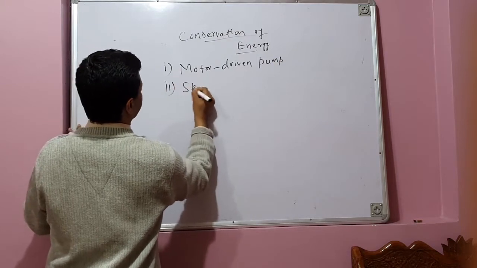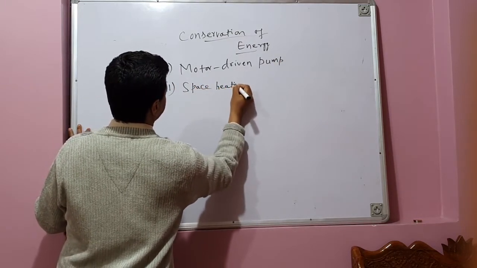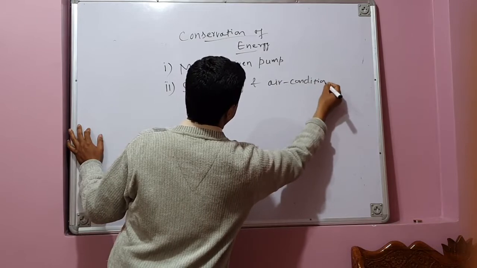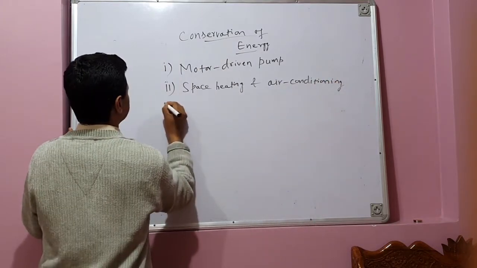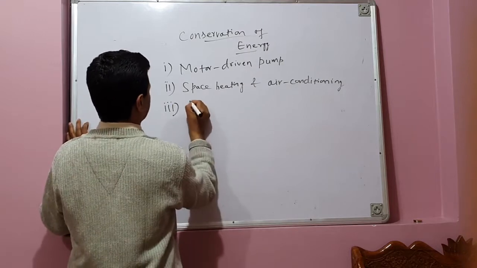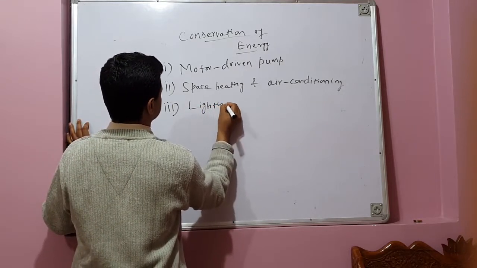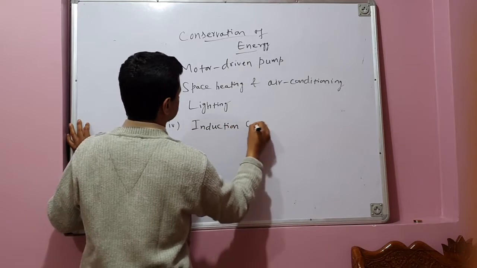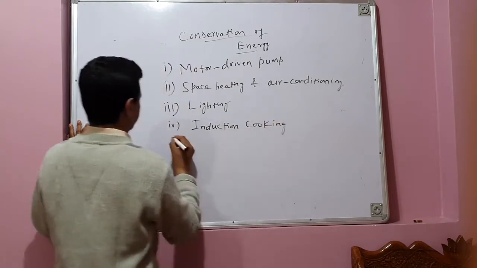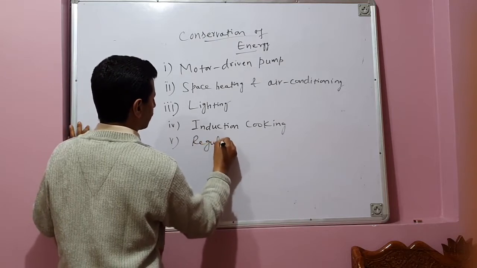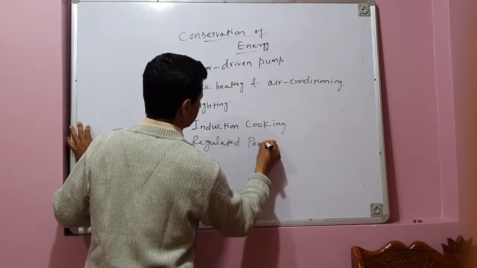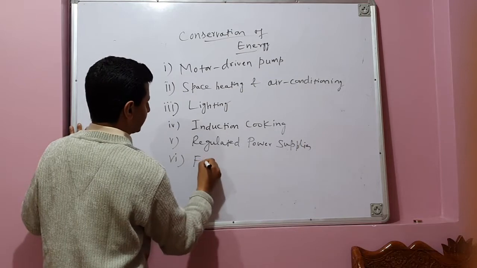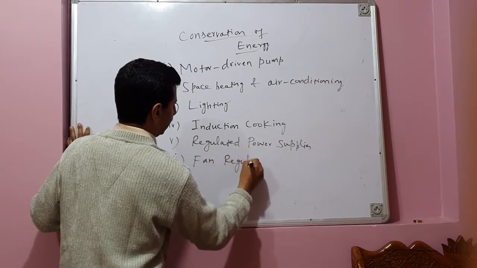Second application is space heating and air conditioning. Third application is lighting. Fourth is induction cooking. Fifth is the regulated power supplies. And sixth application is fan regulators. These are the 6 applications.